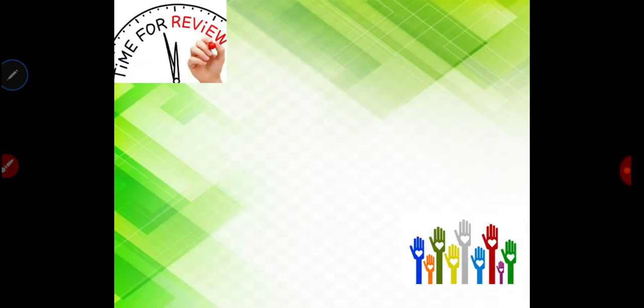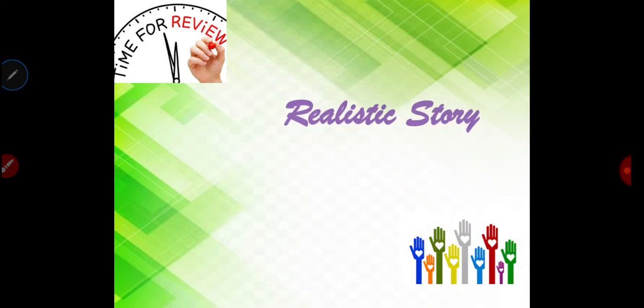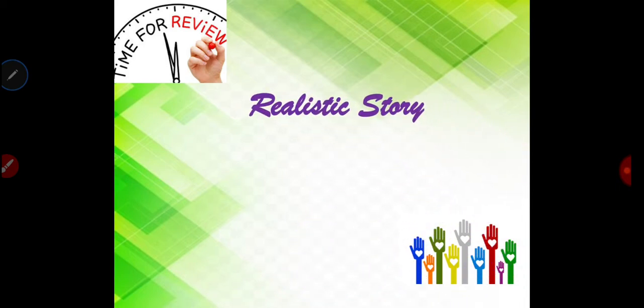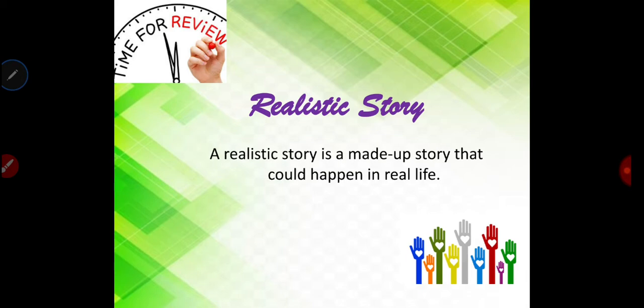Now, let's have a review of our previous lesson. So can you still remember? Good. So our previous lesson was about realistic story. Can you tell me what is a realistic story? Good. A realistic story is a made-up story that could happen in real life. So a realistic story is from the word real. That means it is really happening in our life.